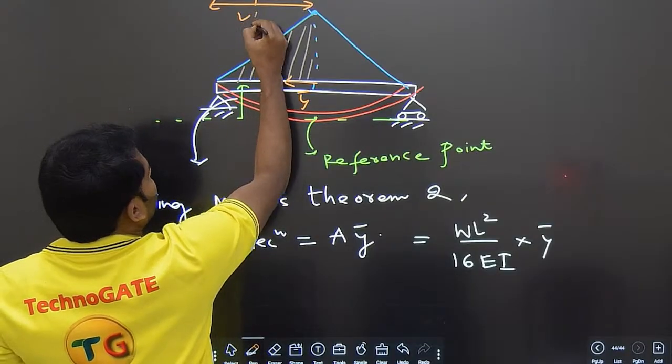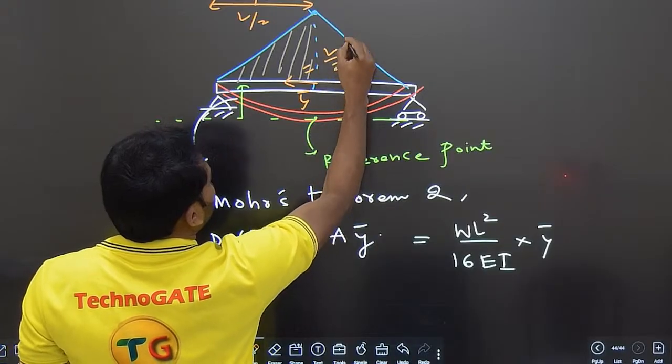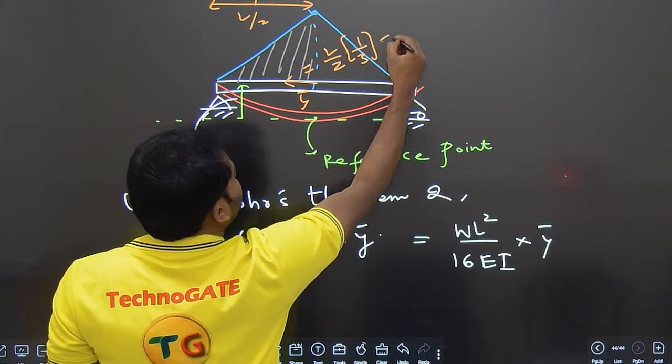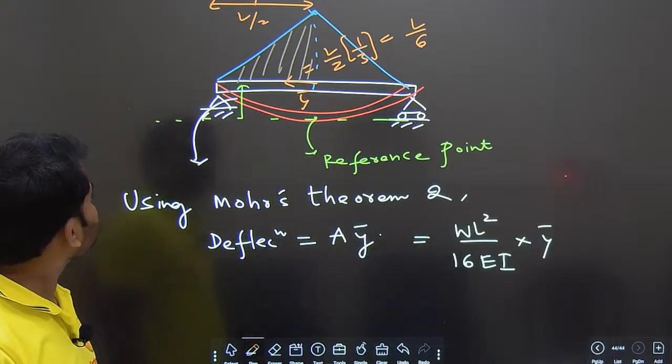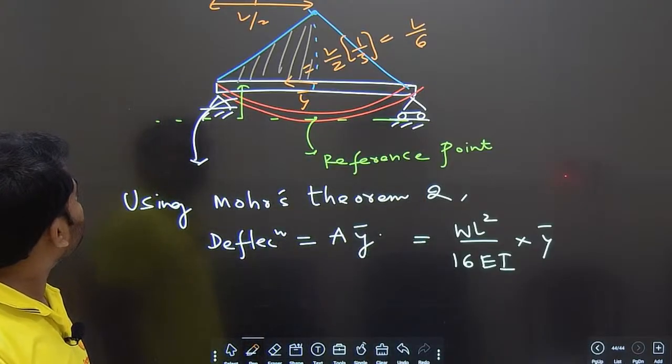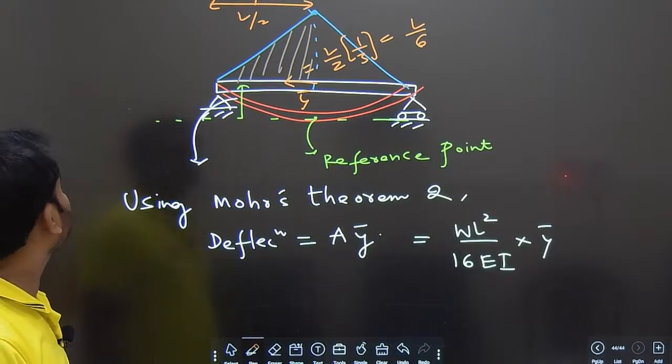I am writing down here, this is L by 2. This y bar is equal to L by 2 into 1/3 part, so which is equal to L by 6. Or is it in a reverse way? Just a minute guys, let me correct this.